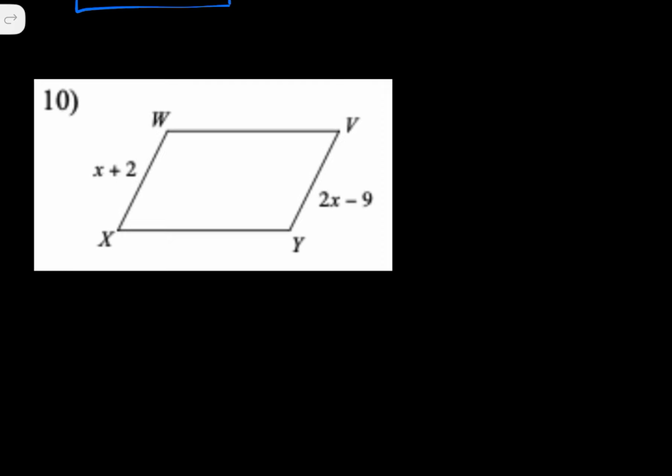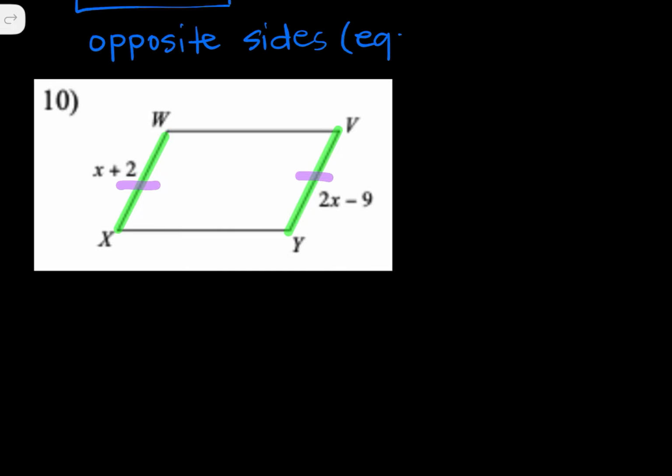Okay, so number 10, we are given this side parallel to this side. They're not only parallel to each other, they are congruent because opposite sides of a parallelogram, if you look at the properties of a parallelogram, they are congruent, meaning they are equal. So knowing that they're opposite sides and they're equal, we can solve this by putting an equal sign in between the two given measures.